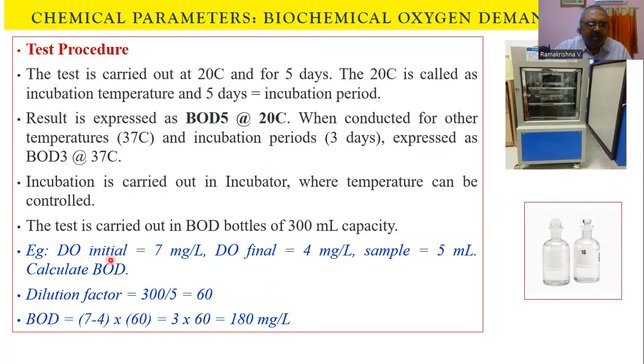Suppose we take another calculation: 7 milligram per liter initial DO, final DO is 4 milligram per liter. The sample of sewage taken is only 5 ml. And how much is the BOD? 5 ml is diluted to 300 ml using your dilution water, which is fully aerated. And sometimes we also supply enough nutrients so that bacteria can grow without any difficulty. So now dilution factor is equal to 300 by 5, which is equal to 60. 7 minus 4 into 60 is equal to 180 milligrams per liter.